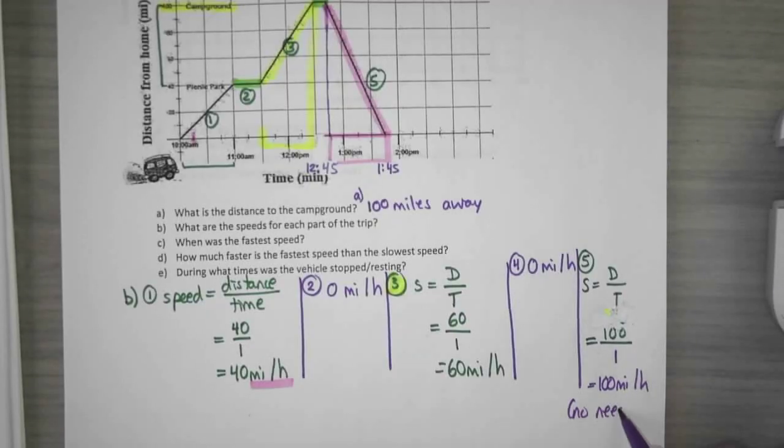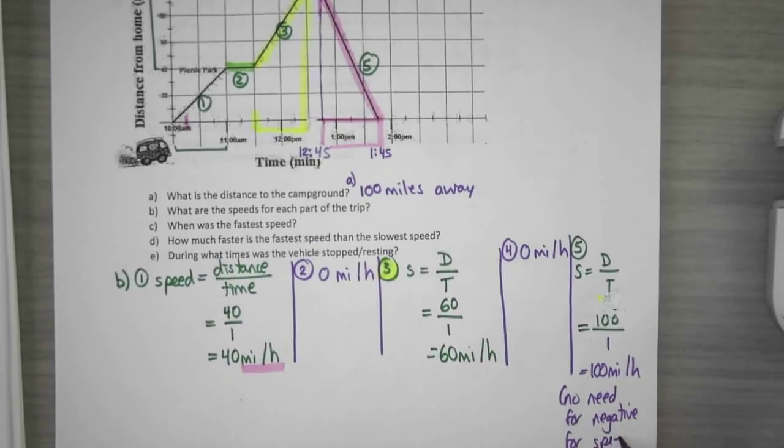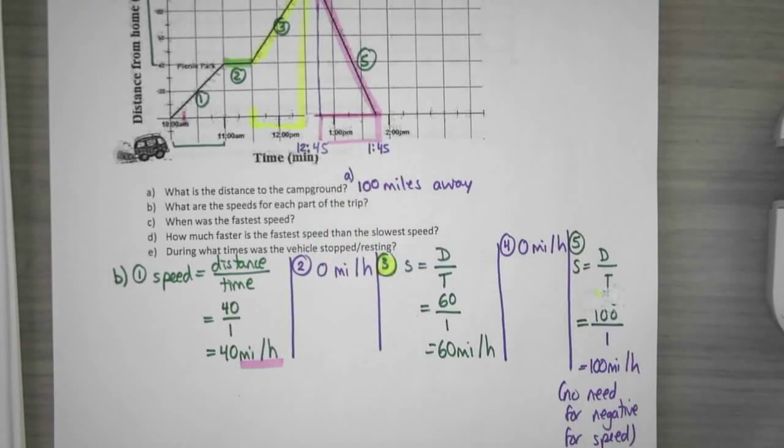Okay, so no need for negative for speed. But we do know it's negative, so it's definitely negative because it's coming back towards home. But we don't have to put the negative in our answer.